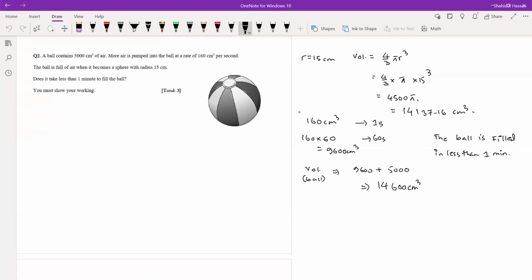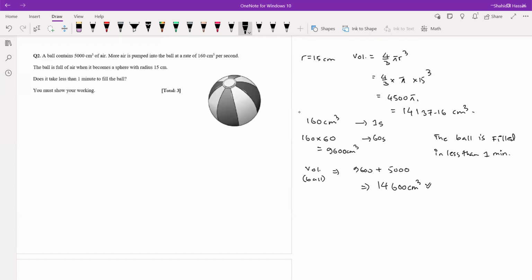Are we good up to this, Tasmia? Yes. So what is the total volume of the ball after 1 minute? 9,600 plus initially there was 5,000 centimeter cube. So we have a total of 14,600 centimeter cube. Are we good with this now?